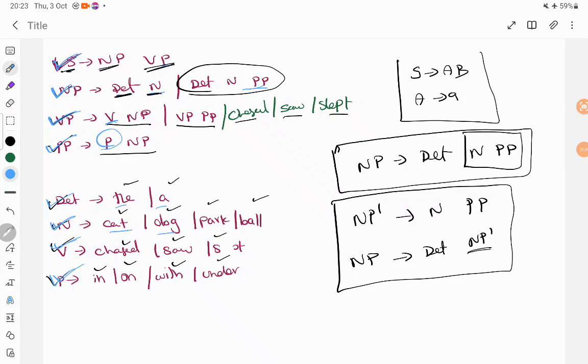So again, now check the grammar. Your productions consist of two variables, which is allowed. So this is how you convert a grammar into a Chomsky Normal Form structure.